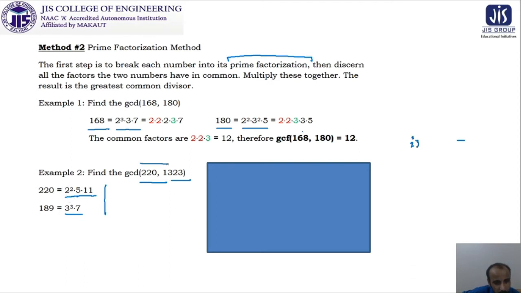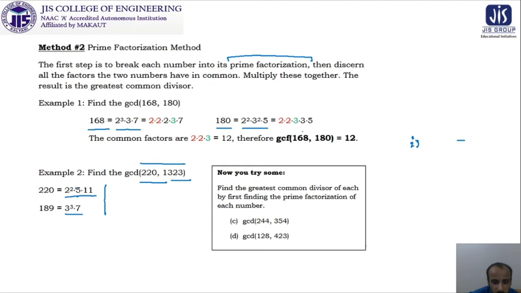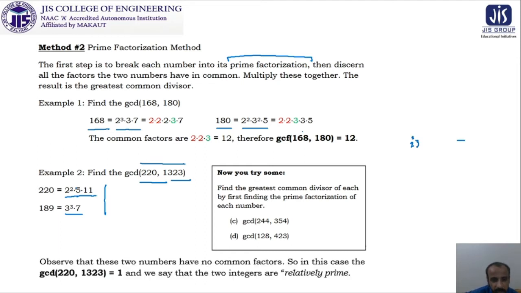So what will be the GCD of 220 and 1323? You have to think of the prime factorization and do that. Now if one of the two is itself prime, then obviously there will be no prime factorization of that prime. If that prime does not divide the other number, then the GCD will be 1, and if the prime divides the other number, then the GCD will be that prime itself. Now going forward, our job is to try for this one. Clear?